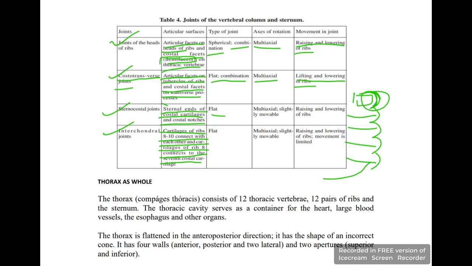Movement is very limited. Now, if this question comes, like tell the joints of the vertebrae and sternum and the ribs, there are only 4. It's very easy. You should imagine immediately. Anatomy is nothing, just connection, correlation and imagination. That's it. So the first one was the joints of the head of the ribs to the vertebrae. Next is the costo-transverse joint. Then sternocostal and interchondral joints. That's it. Now next is the thorax as a whole.